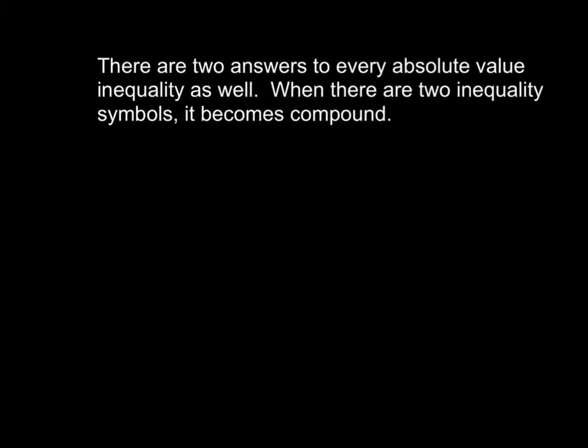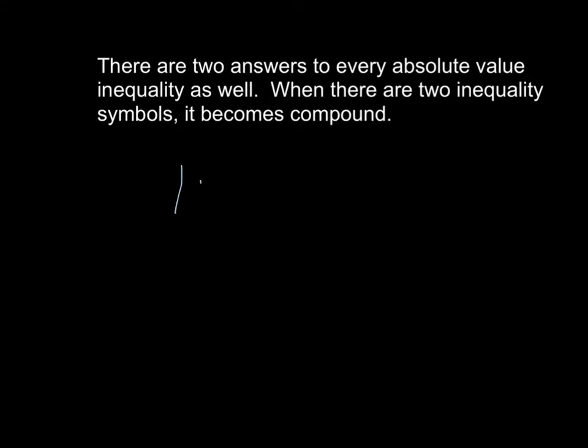Now let's take a minute and look at inequalities. What do you do when it's an inequality? Well, there's two answers to every absolute value inequality as well. And automatically, when you've got two inequality symbols, it becomes compound. When it becomes compound, it becomes either an or inequality or an and inequality, like we learned yesterday or last class period. So how do you tell whether it's an and or an or?